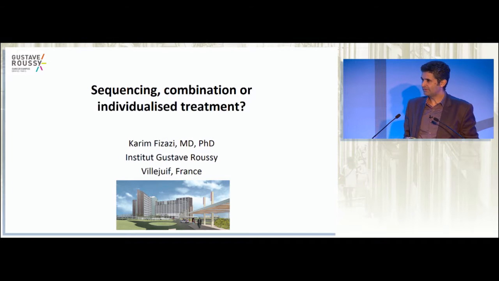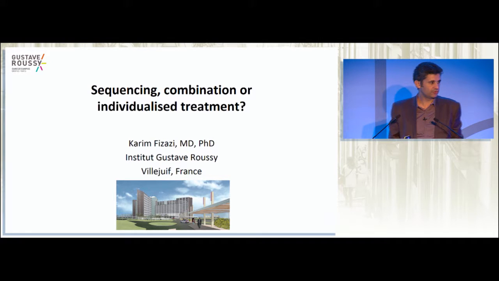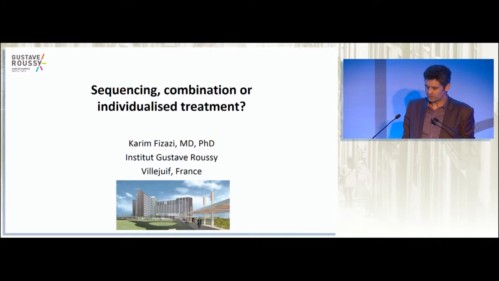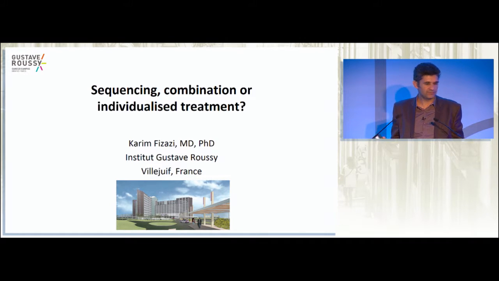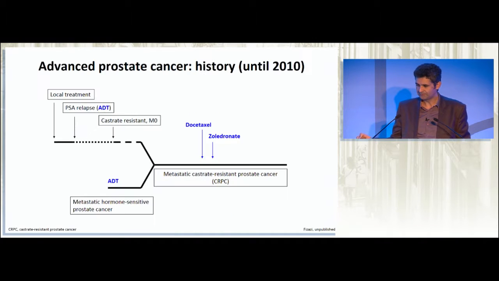So this next talk is about how best we should use all the agents that we now have for patients with metastatic CRPC. Should we just sequence them, combine them, or perhaps individualize the way we're going to use them?